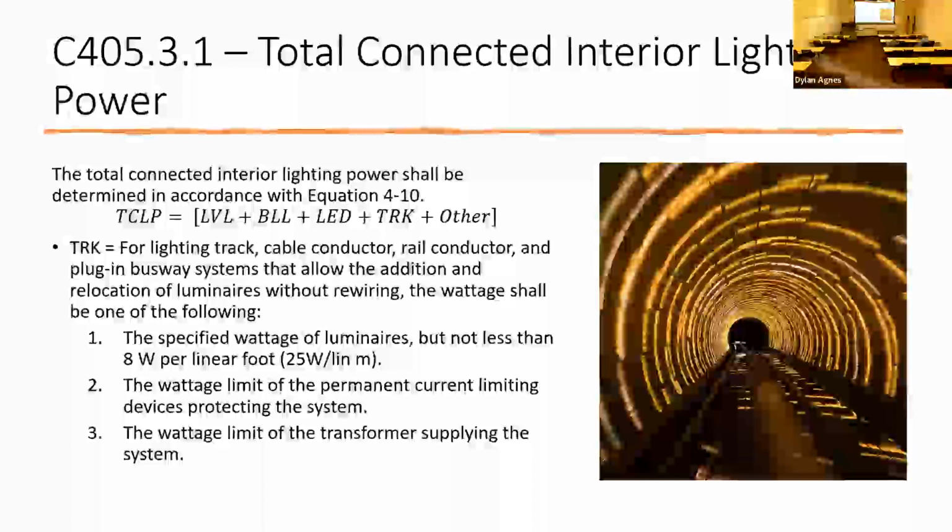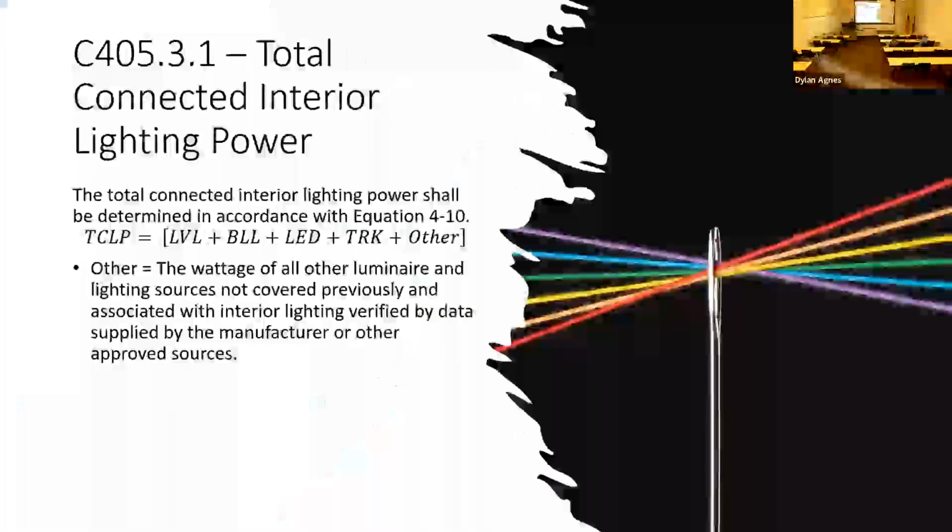without rewiring, the wattage shall be one of the following. You're typically going to be using option 1 on this. You can dip into option 2 or 3 depending on the project. But the first option being the specified wattage of luminaires, but not less than 8 watts per linear foot. Okay, it's pretty straightforward. So instead of doing area, we're just going by linear feet for the track lighting, which makes sense. It's track lighting. And then the wattage of all other luminaires and lighting sources not covered previously and associated with interior lighting, verified by data supplied by the manufacturer. And other approved sources being the Illuminating Engineering Society and other lighting organizations like that.